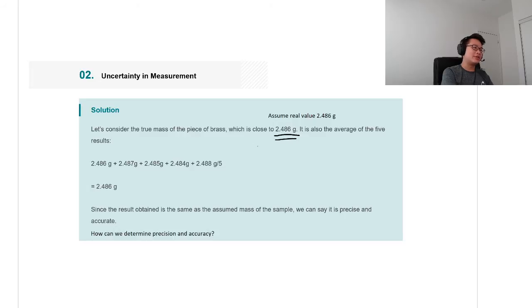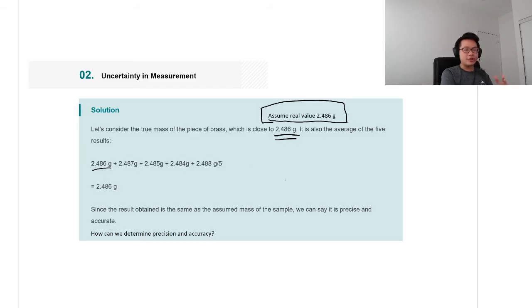So the solution here assumes that the true value is the FH. I don't think that's a good way to assume that. So instead of using the FH, I would just assume that the true value is 2.486. When we determine the accuracy, we can determine the accuracy of an individual measurement. You can take the first measurement, compare it to your true value, and compute the difference. Same for the second, third, fourth and fifth one.